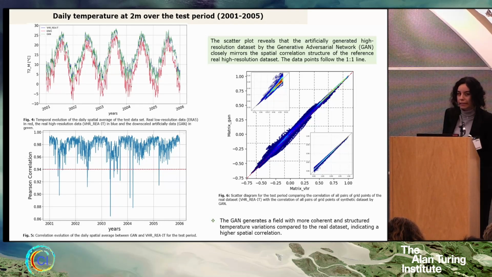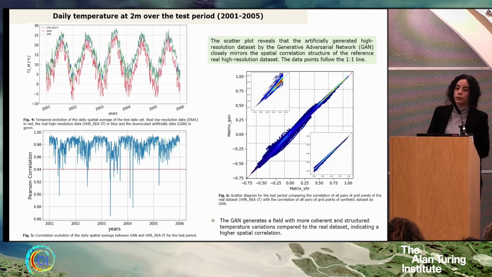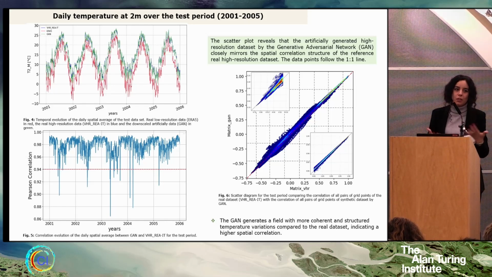Yes, probably it depends on the normalization of the input. In fact, I tried different types of normalization and I have different results, but the shift is evident in all normalizations, because ERA5 at 31 kilometers does not reproduce the same patterns that are reproduced by VHR, the higher resolution dataset. So this shift is evident for all normalizations, but is more evident for this specific normalization, where the high resolution is normalized with respect to the high resolution for the training period.